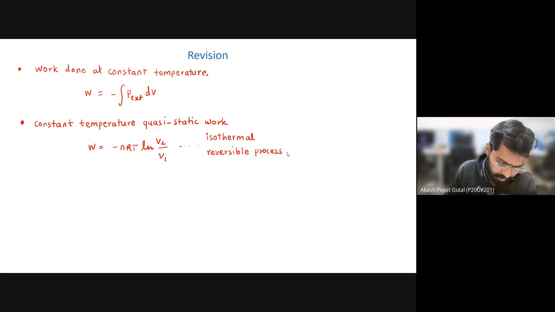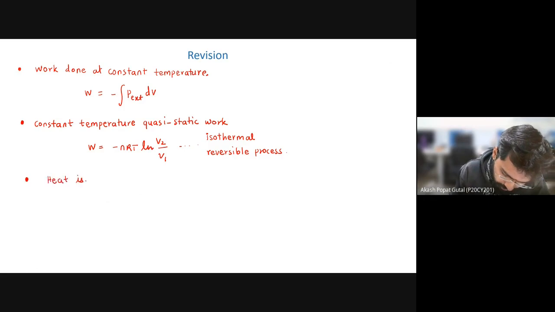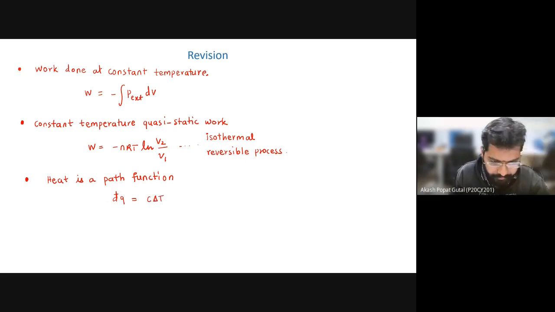Fine. After that, we started about heat. So heat, as we know, is a path function, and it can be expressed as the multiplication of specific heat into change in temperature, dT.